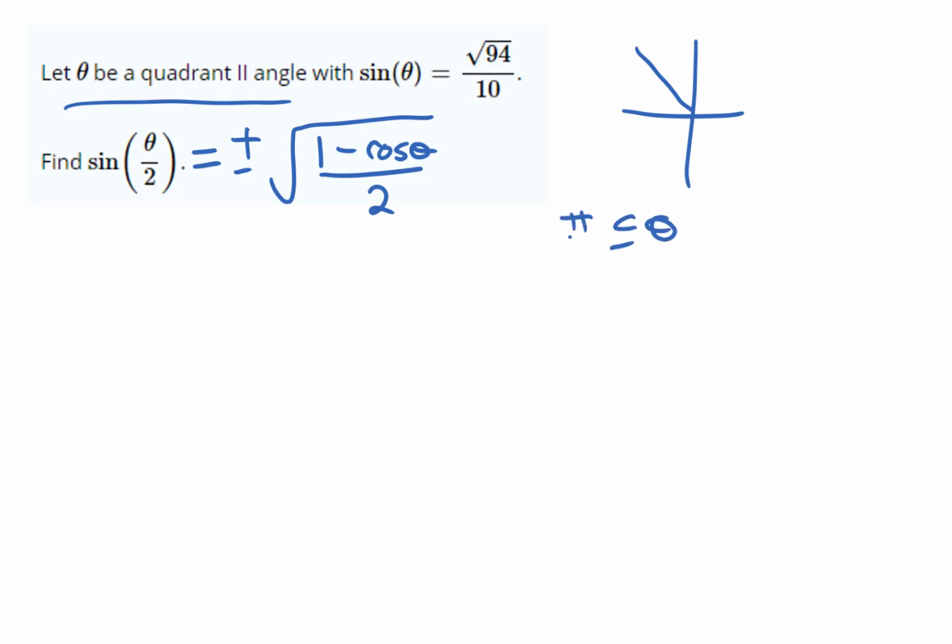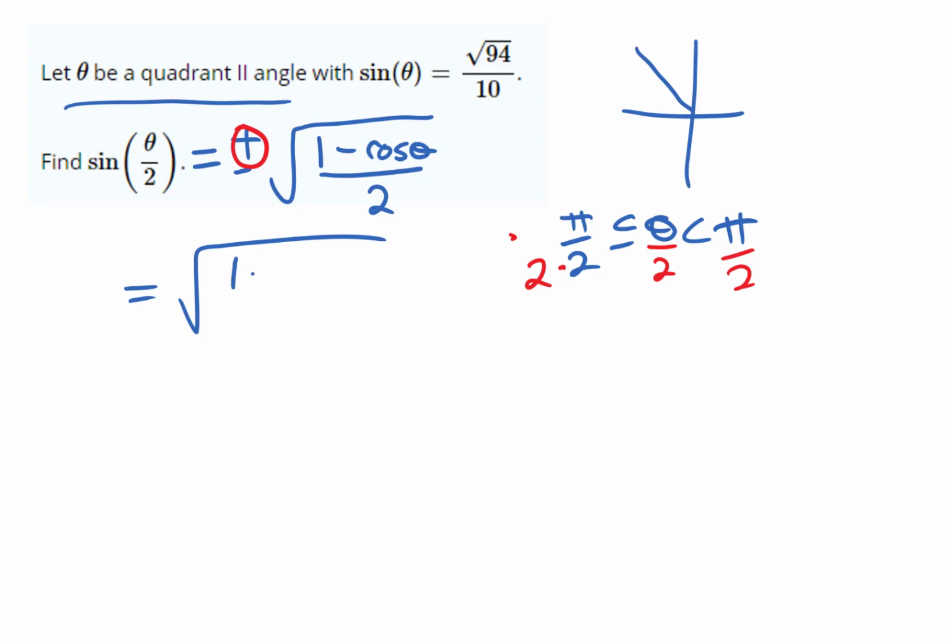Angles in quadrant 2 are between pi over 2 and pi. So if I divide it in half to have theta over 2, I would divide everything in half, and I would have an angle between pi fourths and pi halves. So I know I want the positive, because angles between pi fourths and pi halves are in quadrant 1, where everything's positive, so the sine there would also be positive.